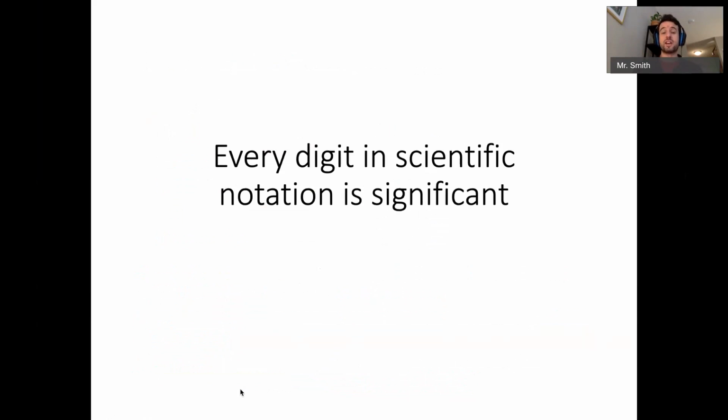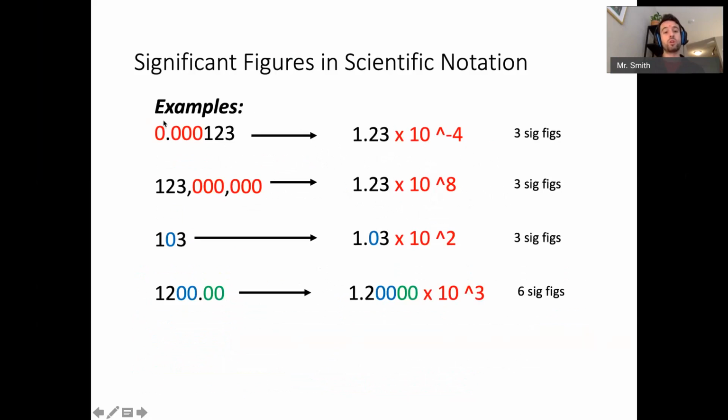Something that's good to know is that if you're in scientific notation, every digit you got there is significant. That's kind of cool. This is an always statement, not a sometimes, but an always statement. Right out in your scientific notation, zeros are all significant, so you can't get rid of them. 123 million, you would write it as 1.23 times 10 to the 8th.